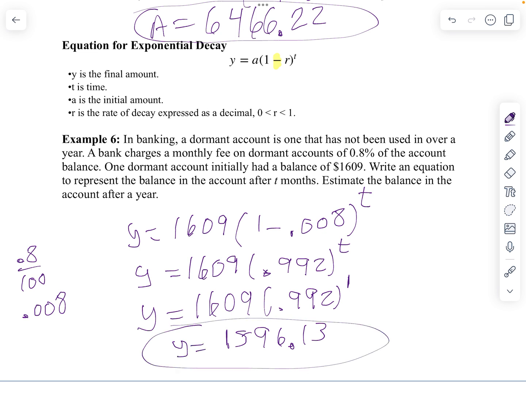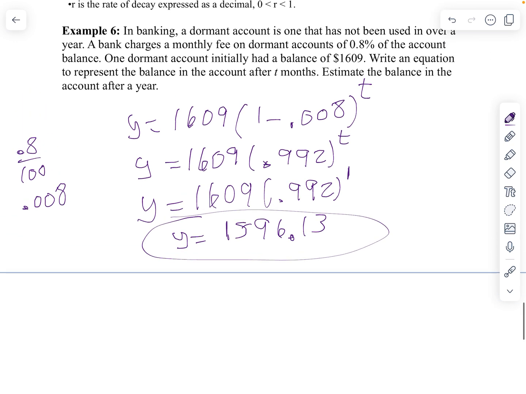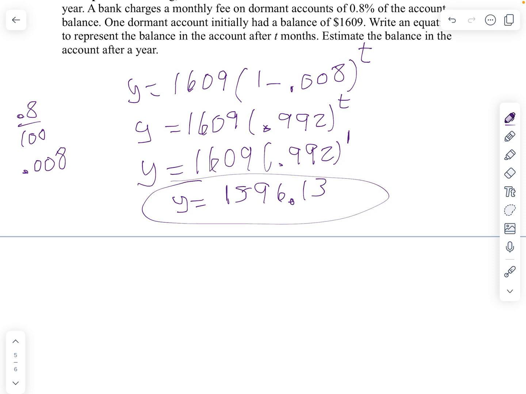So you're losing, based on that balance, we're losing some money each year, aren't we? That's what exponential decay does. It decreases it. So you're losing about $13 every year you keep it in the bank account. Now it's going to go down each year because you have less, just like exponential growth. You're only taking 0.8% of 1,596 the next year, and so on and so on.